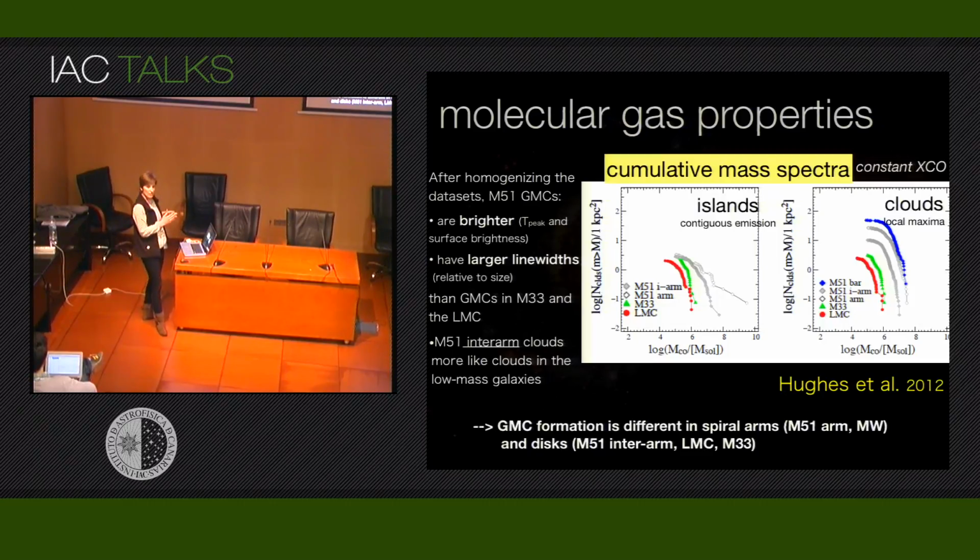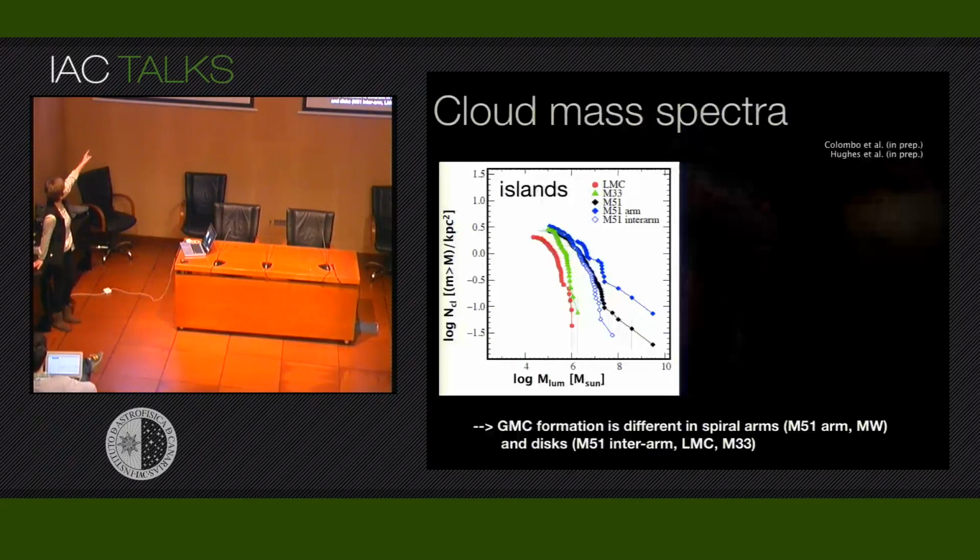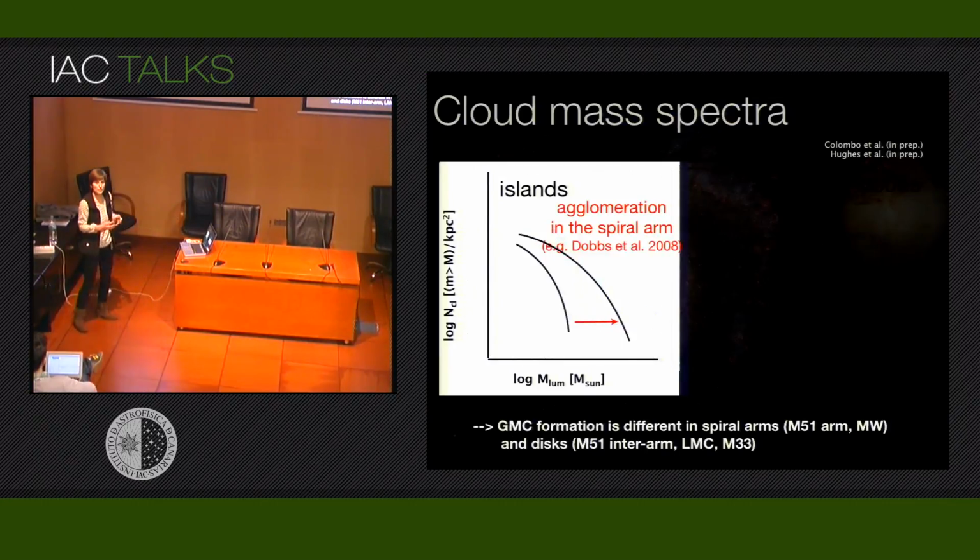Basically, what we can see by looking at differences in the shapes of the mass spectra between these three galaxies, we can see differences in the formation mechanism behind the GMCs. So if I look, for example, at M51 arms, which are blue, compared to its interarms, which are in white, compared again to the LMC and M33 in green here, what I can see is that there are much more massive clouds that can be built up in M51 spiral arms than in either of the two lower mass galaxies. So what we see is that agglomeration of clouds in the spiral arms builds more massive clouds than you could create in any other system.